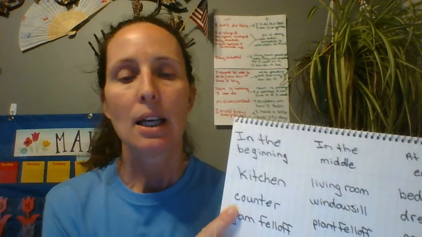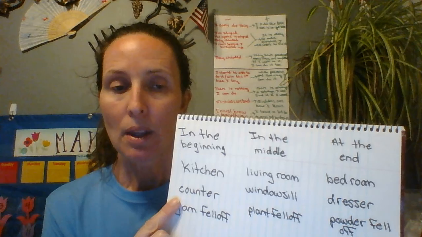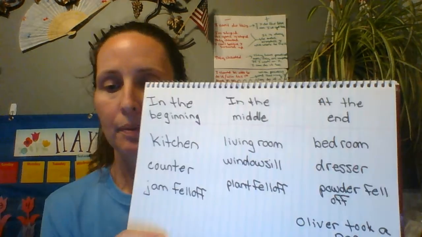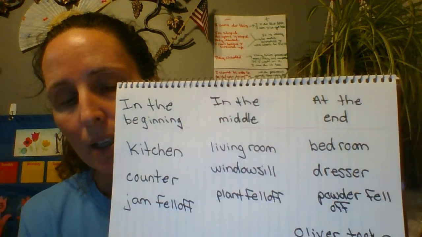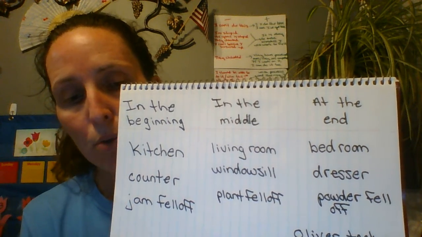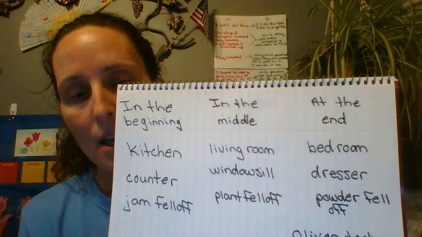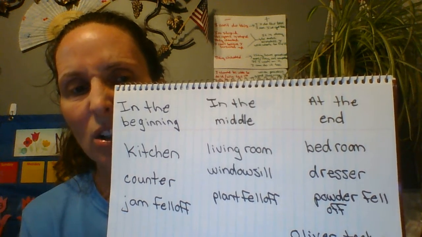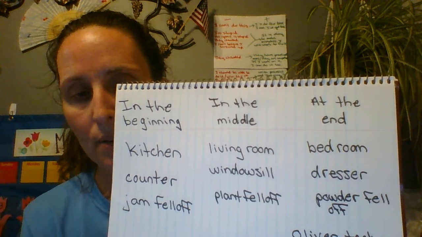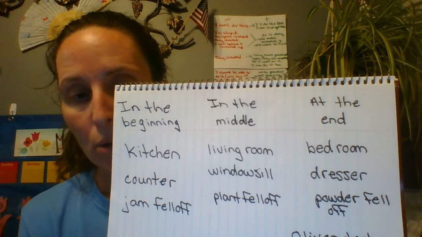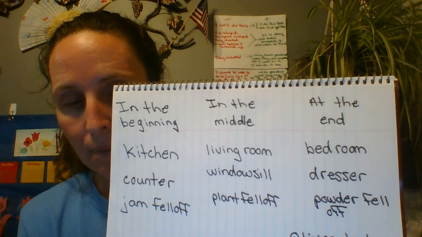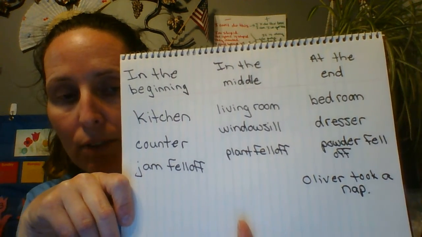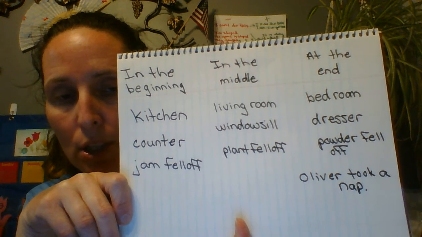So something like, in the beginning, Oliver was in the kitchen. He was on the counter. He pushed the jam off, and it got everywhere. Now would be a good time. You can pause it and write down what you remember happening at the beginning of the book with Oliver. So go ahead and pause the video and come back when you're done.